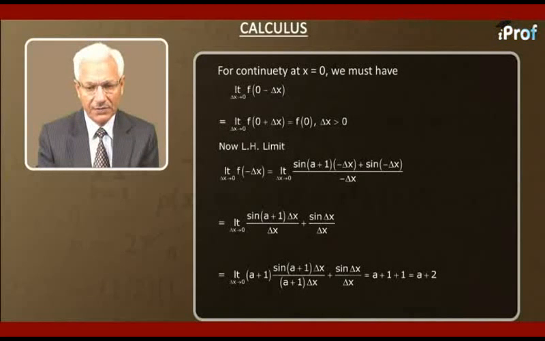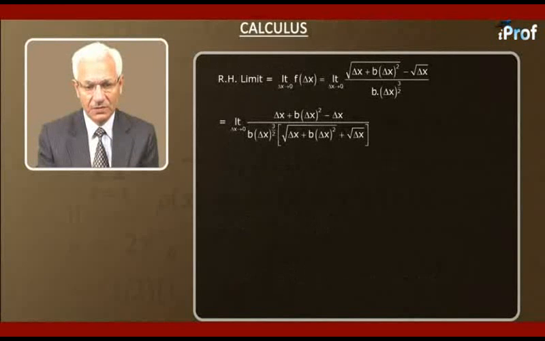Now, operating on limits separately, we get the limit as delta x tends to 0. We multiply and divide by a plus 1 in the first expression, leading to (a+1) times sin((a+1) delta x) over (a+1) delta x plus sin(delta x) over delta x, as delta x tends to 0. The first limit becomes (a+1) into 1, that is a plus 1. The second limit becomes 1. Therefore, the limit becomes a plus 2. This is the left-hand limit. Now we switch over to find the right-hand limit.